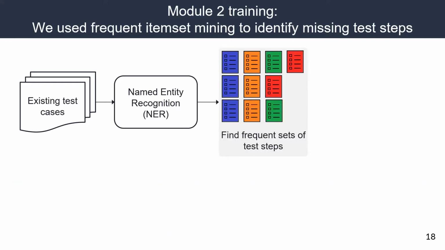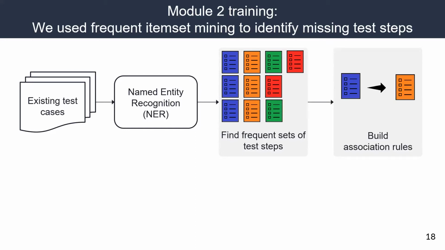After this, we find the sets of steps that occur together, and we build association rules such that if you have test cases A, B, C, you should include test case D just because D occurred together with the other ones in the previous test cases.